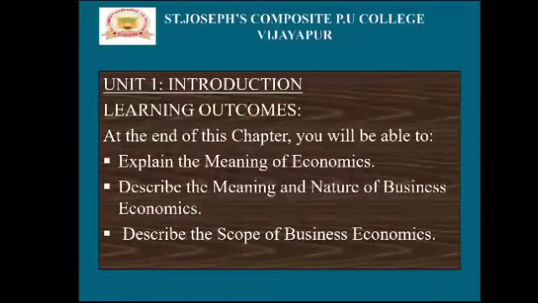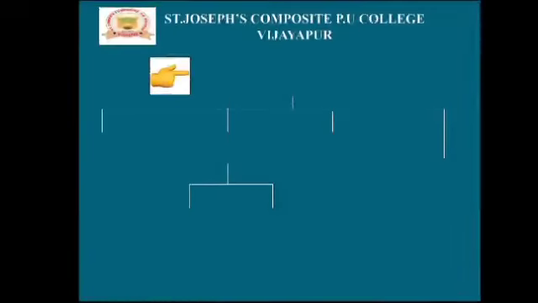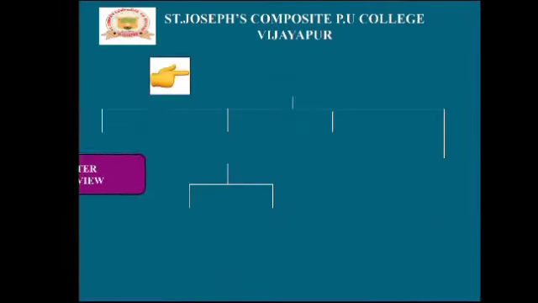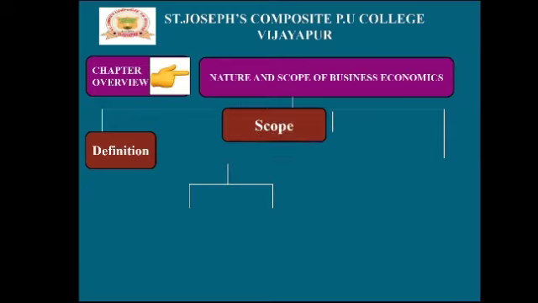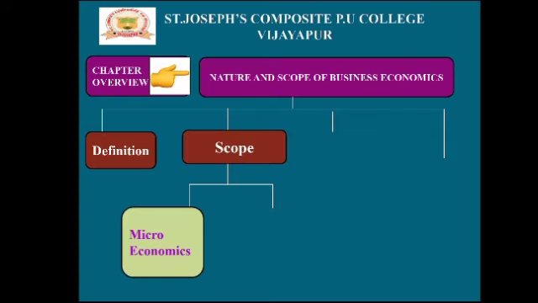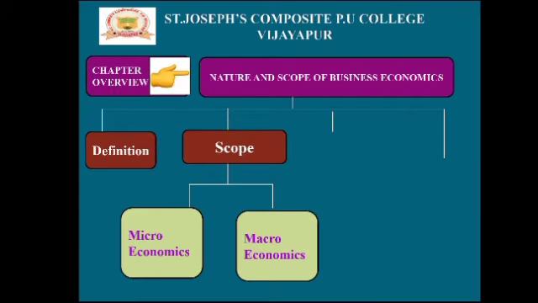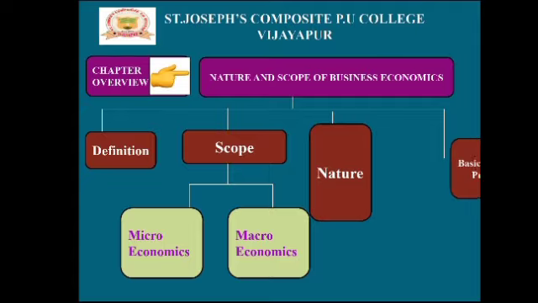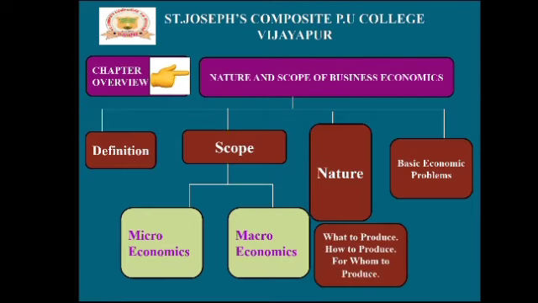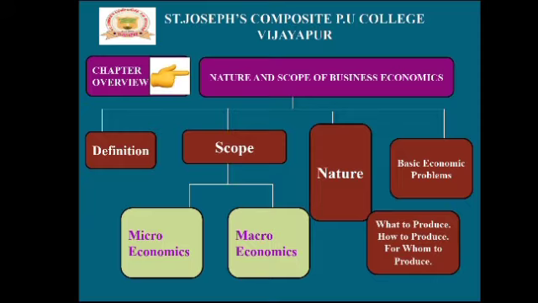Okay, now let me see the chapter overview of this first unit. Chapter name: Nature and Scope of Business Economics. In that, definition and scope of economics. There are two subject matters, microeconomics and macroeconomics. Nature, and basic economic problems, that is, what to produce, how to produce and for whom to produce. All these things we need to learn in this first unit.